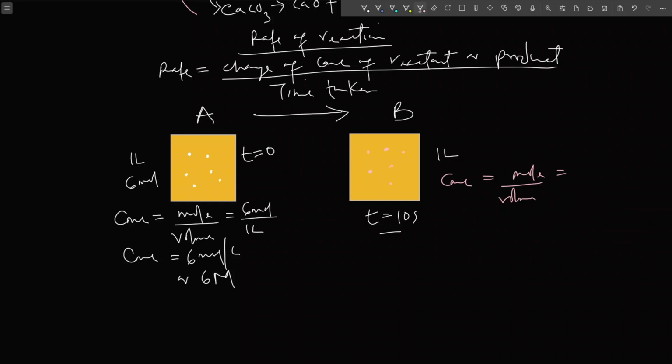So what's the mole of B now that was formed from A? 1, 2, 3, 4, 5, 6. We have 6 moles of B. And what's the volume? 1 liter. This will give me 6 mole per liter, or 6 molar. What do you notice here?